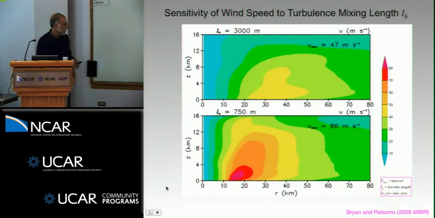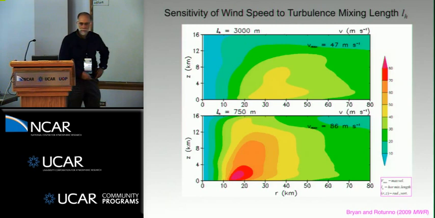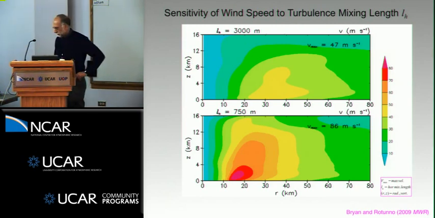So just to give you a more visual impression of what's different between theory and model, this is the larger L sub H simulation. It gives you a vortex, as depicted here in radial-vertical space, with these colors indicating the azimuthal wind. As you go from 3,000 meters to 750 meters, you notice a remarkable change in the intensity and the structure of the vortex. Okay, so we'd like to explain that.